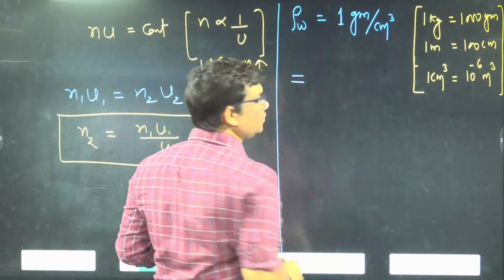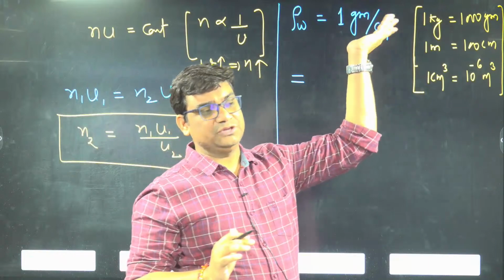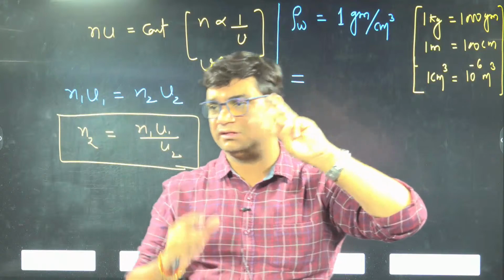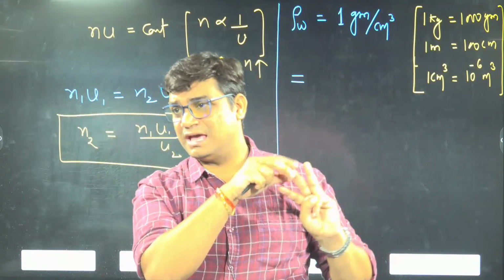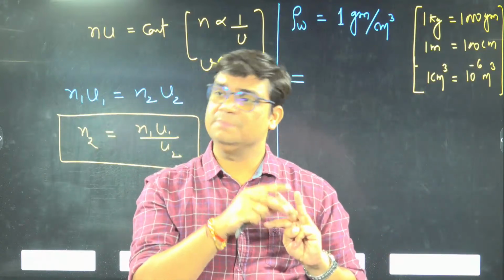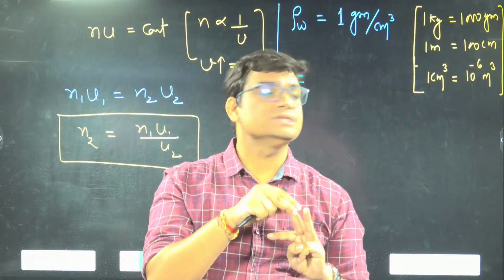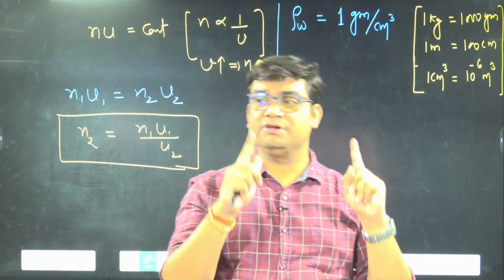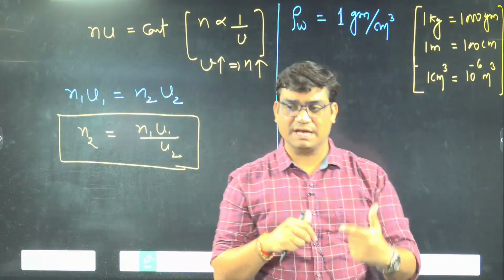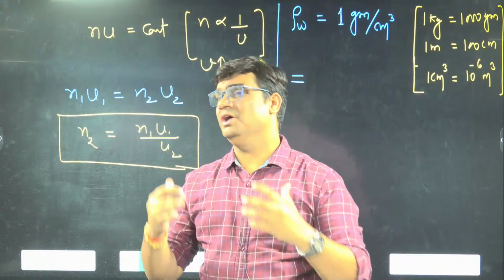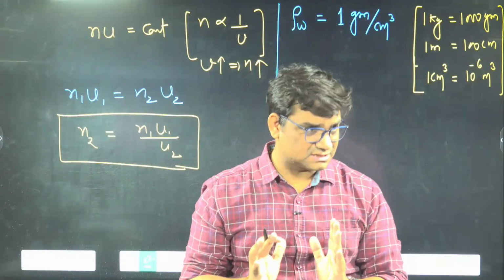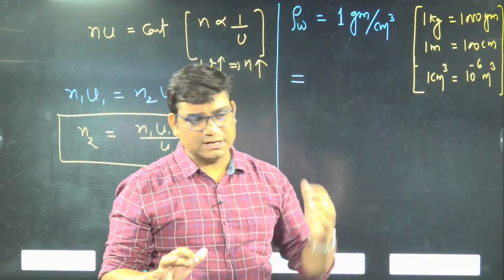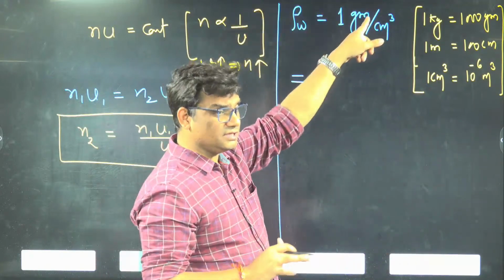This one is written in which system, CGS or MKS? If you remember, three systems are there. One is SI, or we can say MKS, meter kilogram second. The second system is CGS, centimeter gram second. And the third is foot pound second, FPS. We don't use the FPS system generally. So this one is in the CGS system.